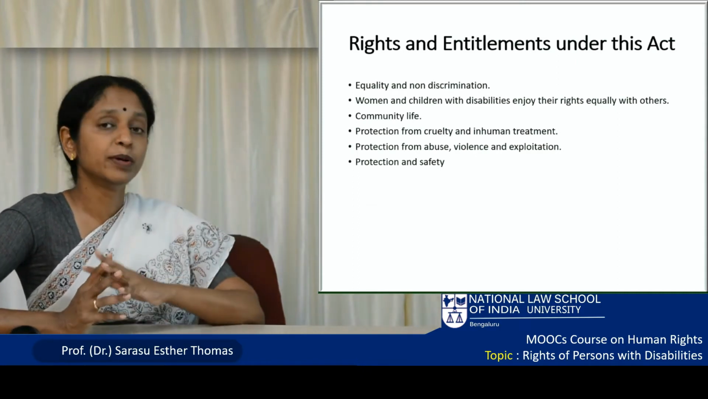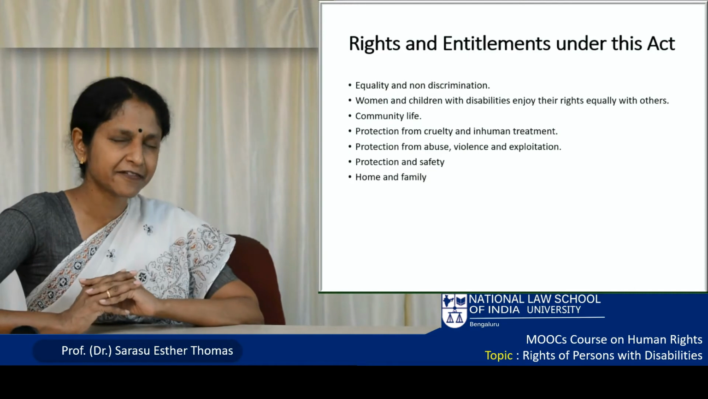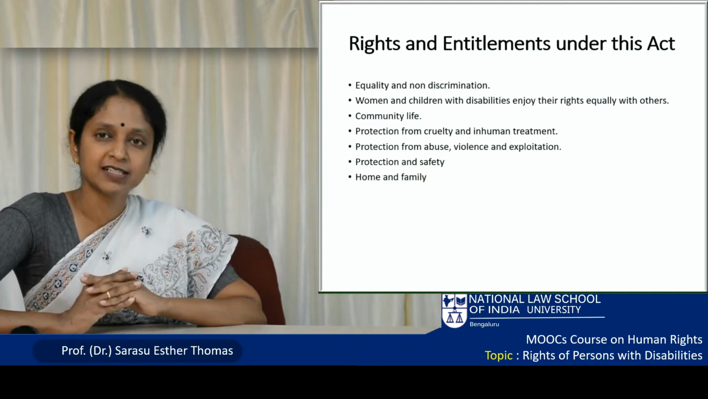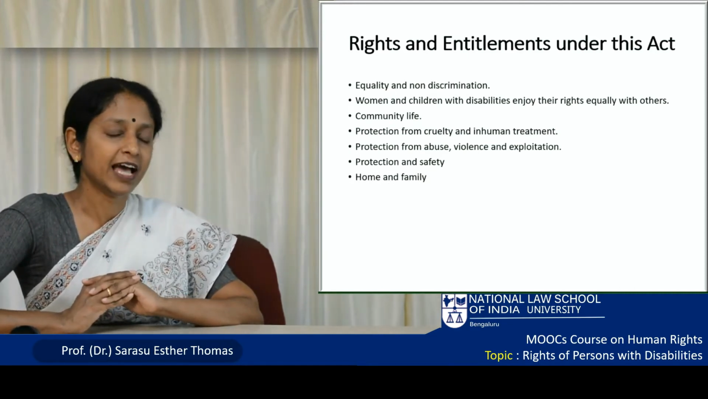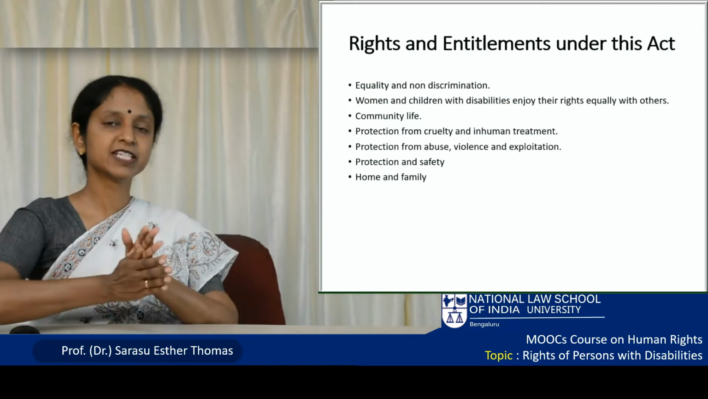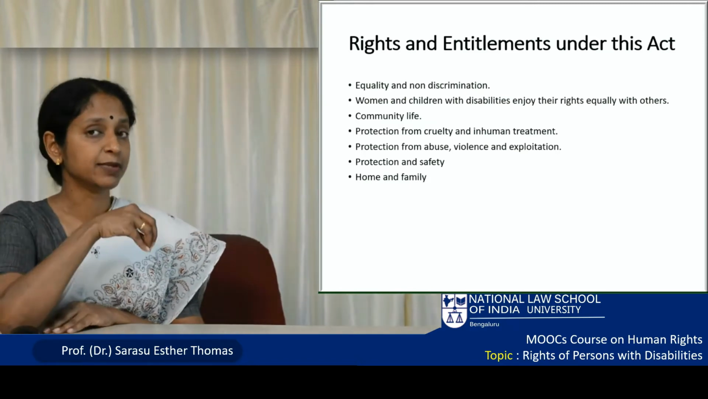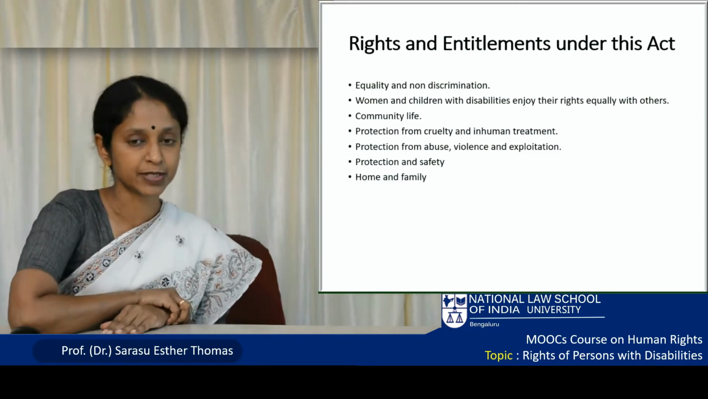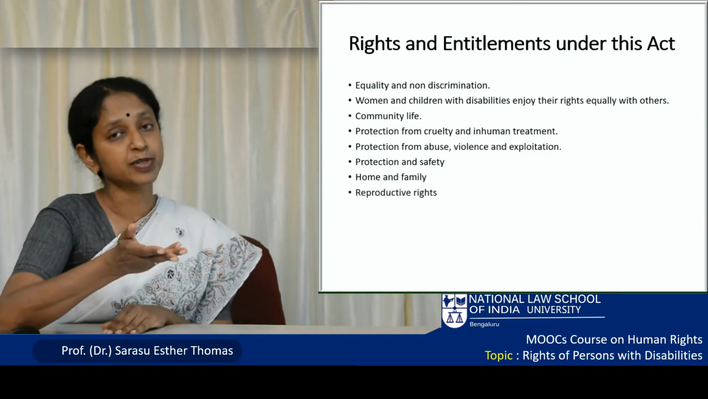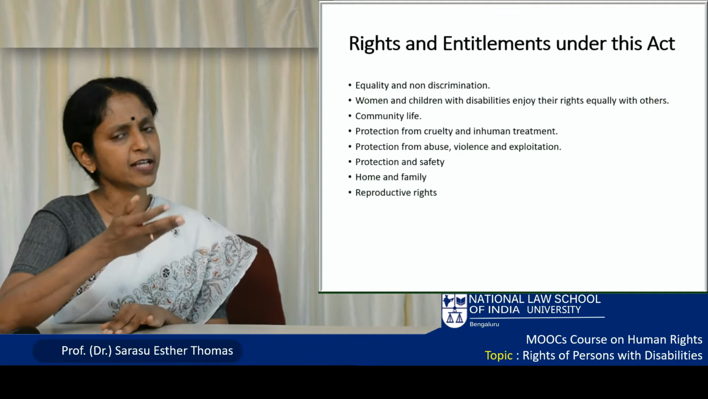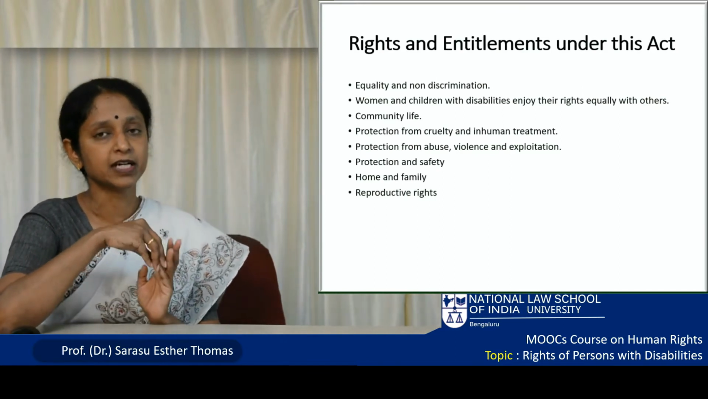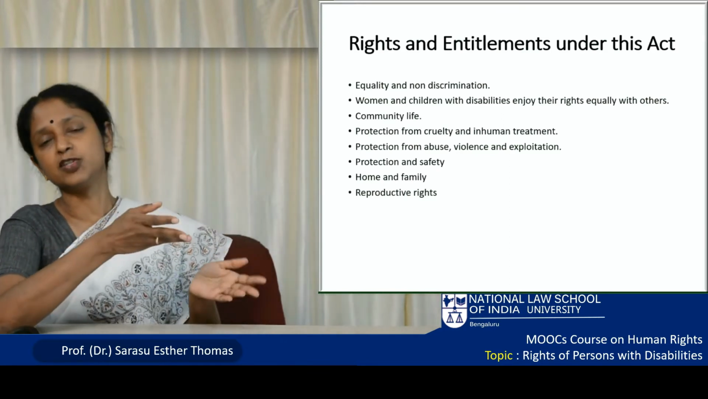We also look at home and family. As I mentioned, specifically when we are looking at gender, this becomes very essential. And within the home and family, which are private spaces, we see that there is even there much discrimination against a person with disability. We look at reproductive rights of persons with disabilities. We see that very often they're denied basic reproductive rights. They are denied rights of maternity.